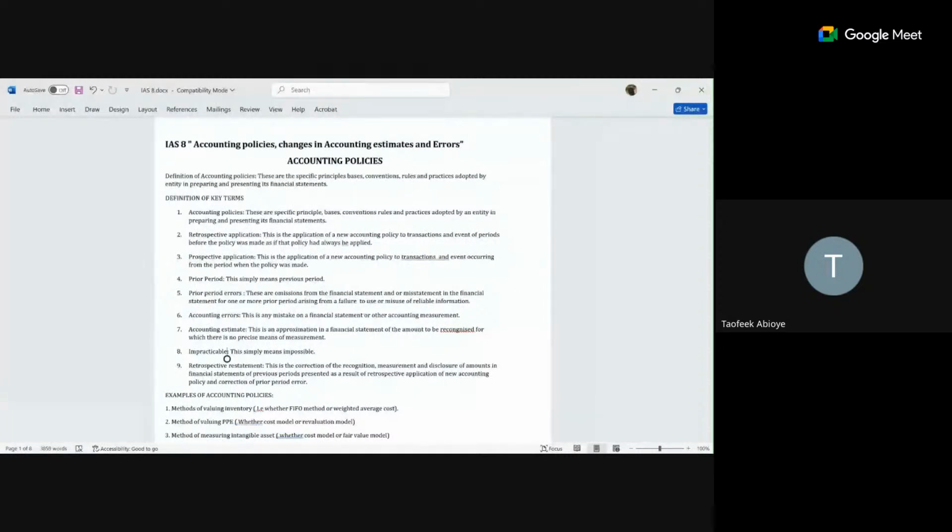One of the basis there is that as an organization, you can't say this year I'll use FIFO, next year I'll use weighted average cost. No, you need to be specific with whichever one you are going to pick. And once you pick it, there should be consistency in the application of that particular policy. It should not be that today I'm going to choose this, next time I'm going to choose that. You should be consistent with whichever you pick for your operation.